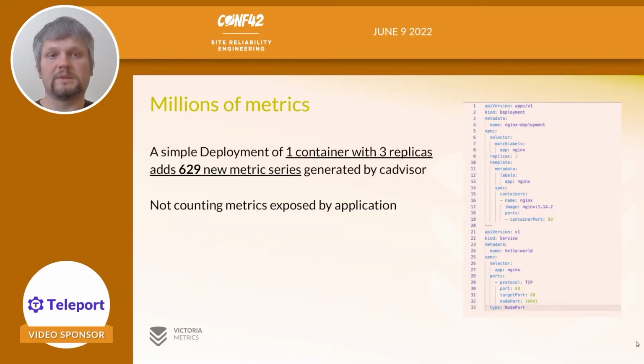Let's look at a simple example. When you deploy 3 replicas of Nginx in Kubernetes, they already generate more than 600 new time series, according to cAdvisor. And these metrics don't count application metrics, which means the metrics exposed by Nginx itself.